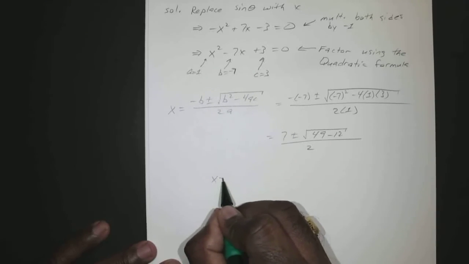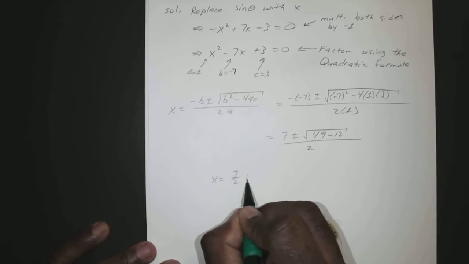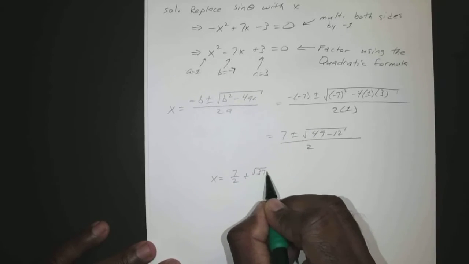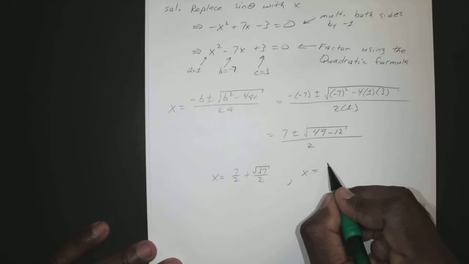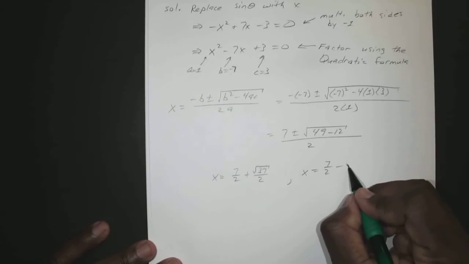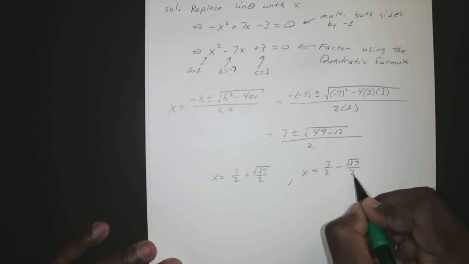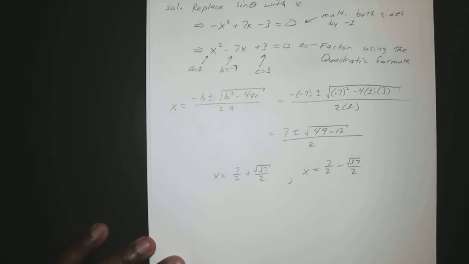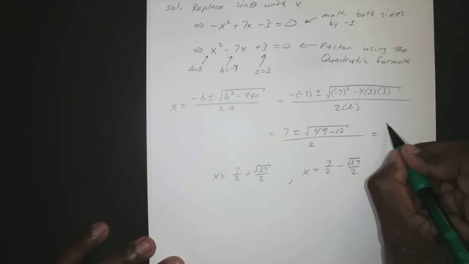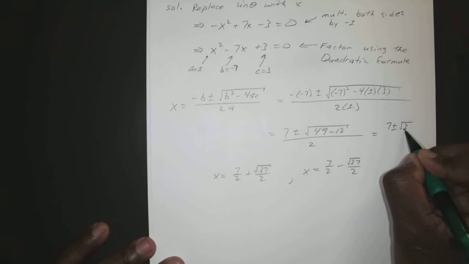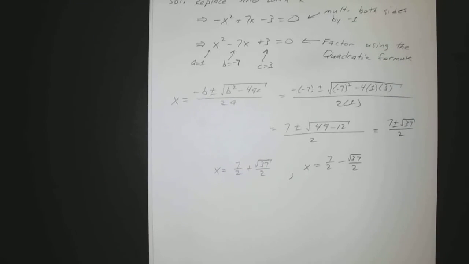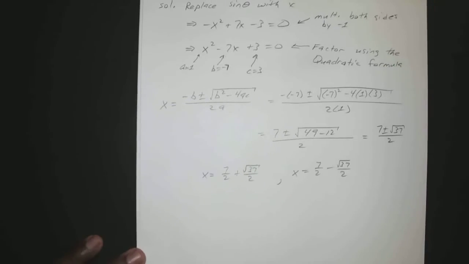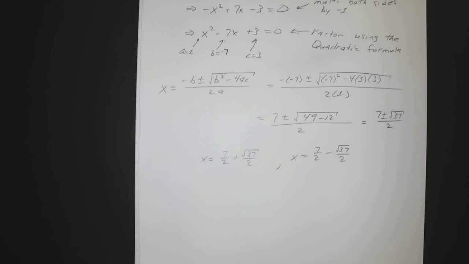So that means x is equal to 7 over 2 plus square root of 37 over 2, and x is equal to 7 over 2 minus square root of 37 over 2. Might as well go ahead and finish this one up: 7 plus or minus square root of 37 over 2. Okay, so those you wouldn't have been able to factor out that easily, but you can do the exact same thing.